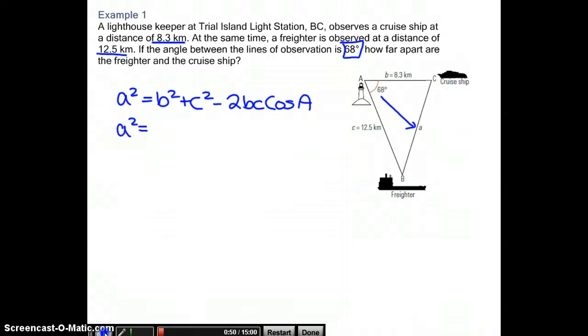So we're going to use our cosine law. And remember that when you use the cosine law, you need the angle and the side length opposite it on opposite sides of the equation. So we'll have a squared equals b squared plus c squared minus 2bc cos A. Here our angle A is 68 degrees and a is what we're looking for. So it doesn't really matter what b and c are, but here they have them labeled for us. b is 8.3, square that, c is 12.5, square that, and then subtract the two multiplied together.